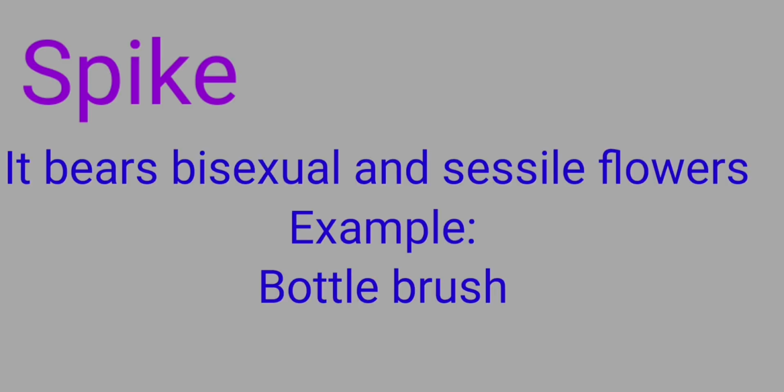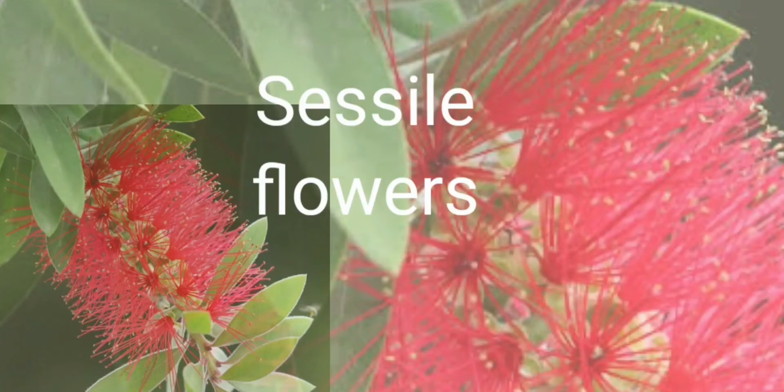Next one is the spike. Spike is also an unbranched indeterminate inflorescence. Indeterminate means racemose inflorescence which contains bisexual and sessile flowers. As I said before, sessile means the flowers do not contain the pedicel, that is the stalk of the flower which helps to attach the flowers to the peduncle, that is the central axis or main axis of the inflorescence. Example, bottle brush. Here this is the bottle brush flower. Here you could find the sessile flowers.